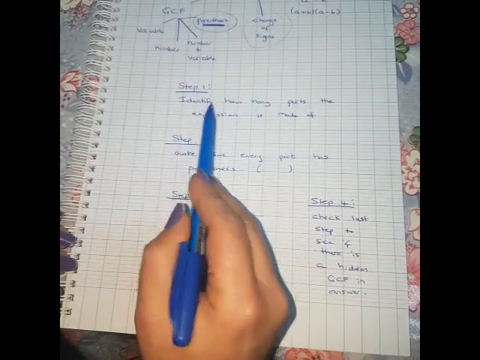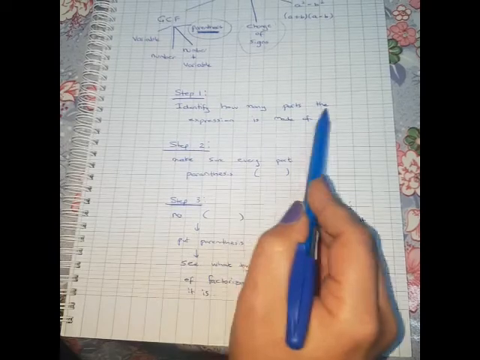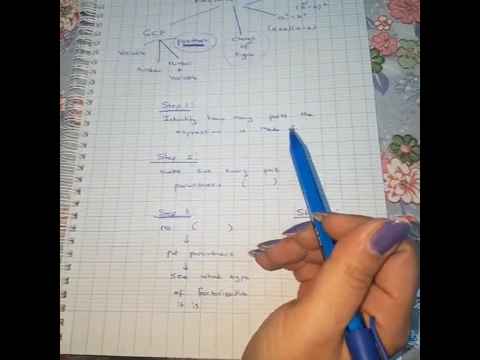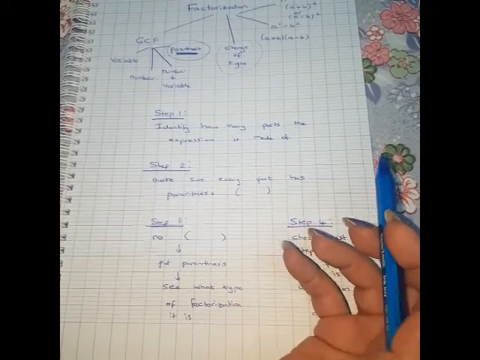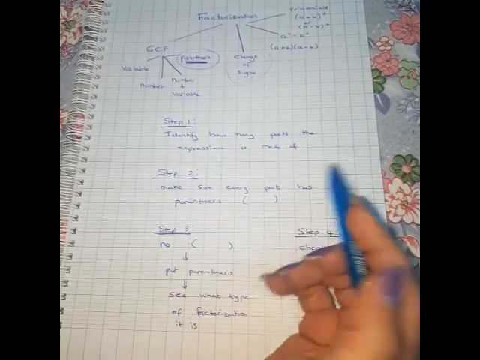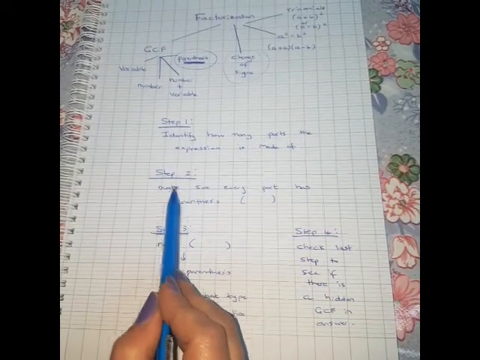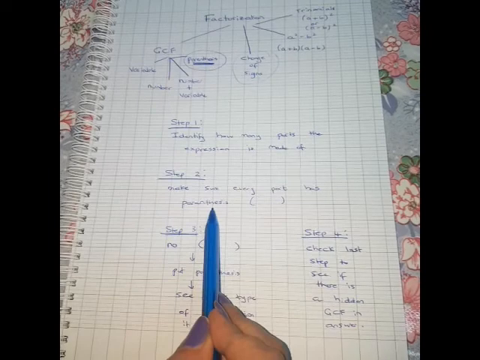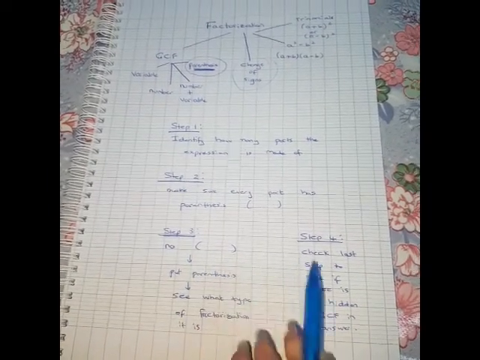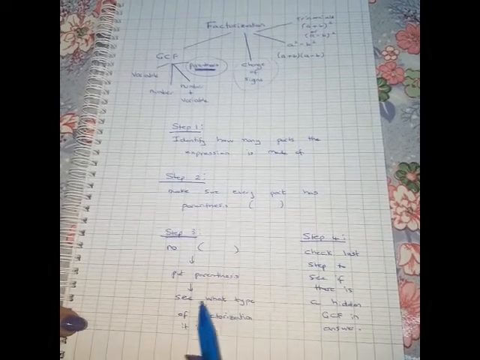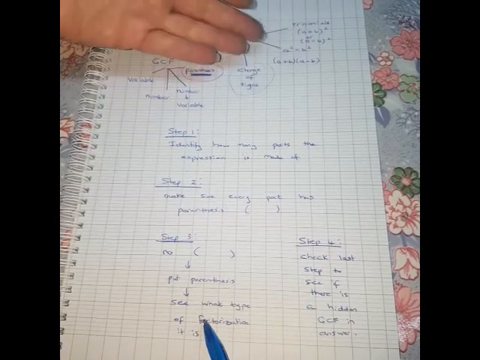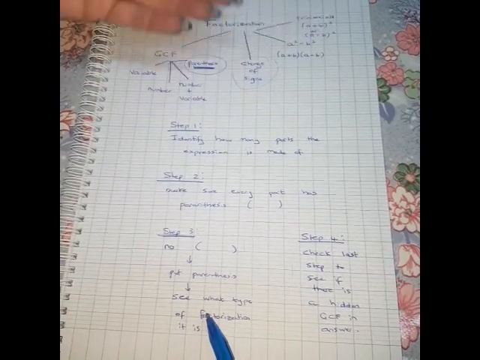Step number 1, you have to identify how many parts the expression is made up of. It's very important for you to know how many parts the expression is made up of because that's what leads you to factorize correctly. Step number 2, make sure every part has a parenthesis. Step number 3, if we don't have parentheses, that means I need to put the parentheses to see what type of factorization it is.